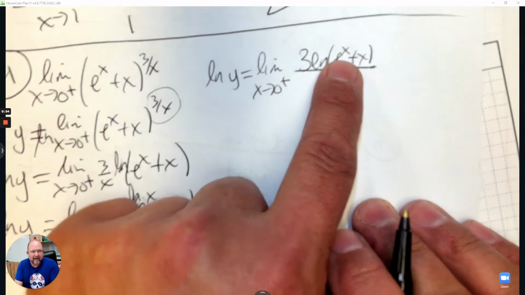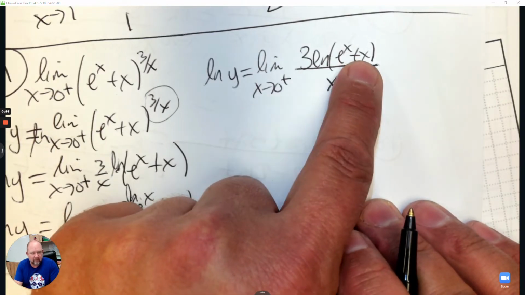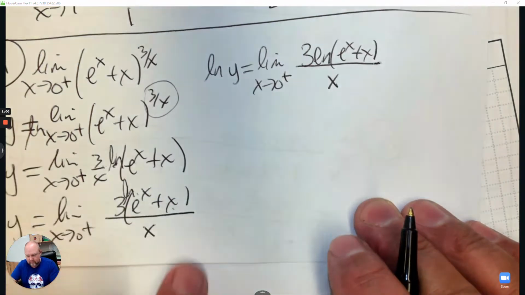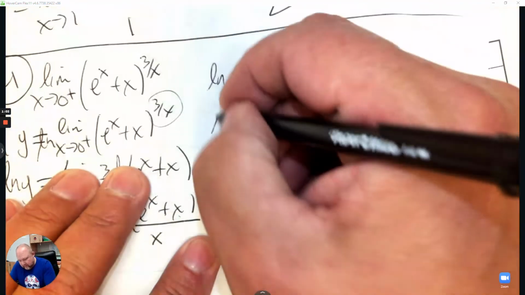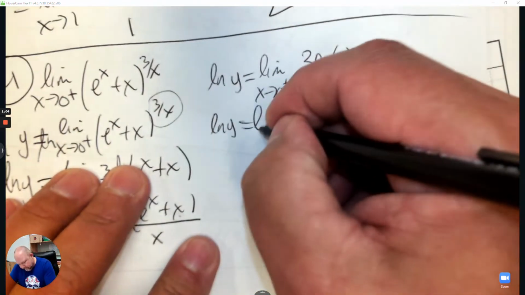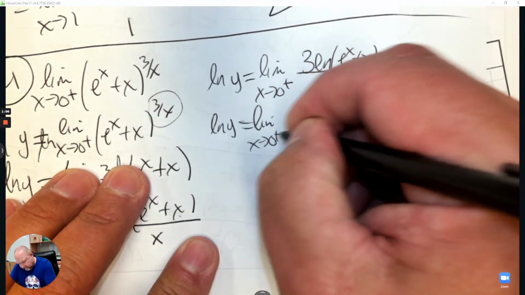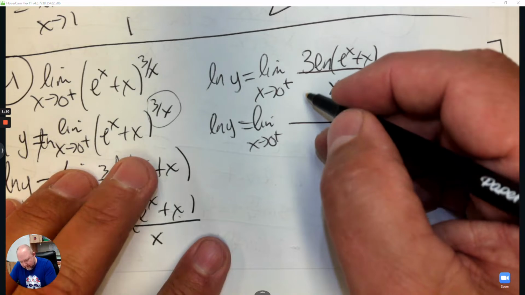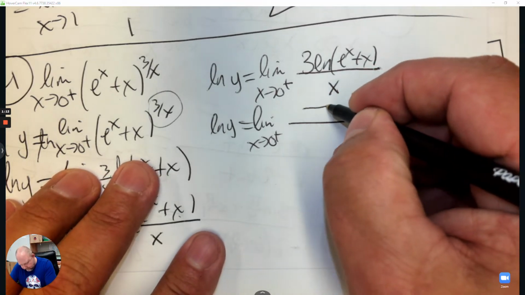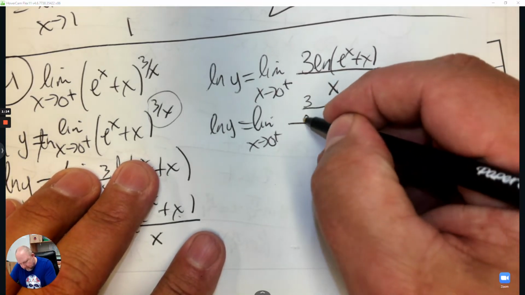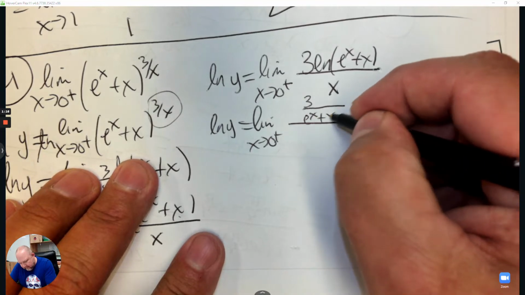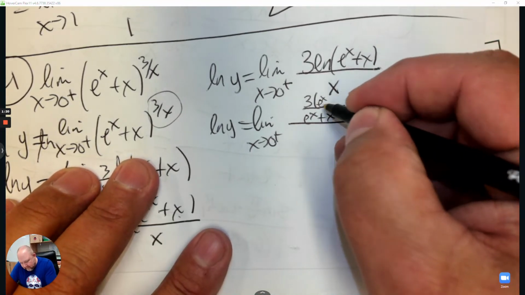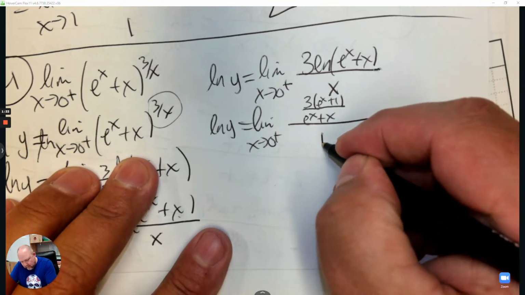So when you evaluate at 0, e to the 0 is 1 plus 0. So ln 1 is 0. So it's 0 over 0. All right, take the derivative. So this is going to be a fraction. So it's e to the x plus x. Then the derivative of that is e to the x plus 1, and then over 1.